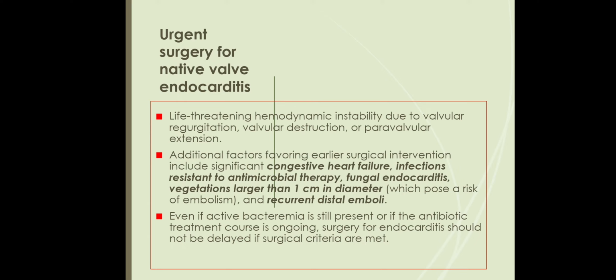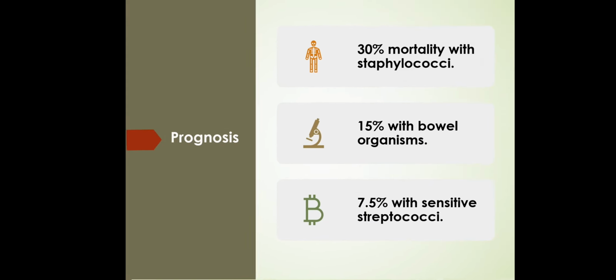Urgent surgery for native valve may be indicated in cases of life-threatening hemodynamic instability, additional factors favoring earlier intervention like congestive heart failure, multiple embolizations, infections resistant to antimicrobial therapy, fungal infection. Even if bacteremia is still present or if antibiotic treatment is ongoing, surgery may proceed. Prognosis is about mortality about 30% with staphylococci, 15% with bowel organisms, and 7.5% with streptococci.